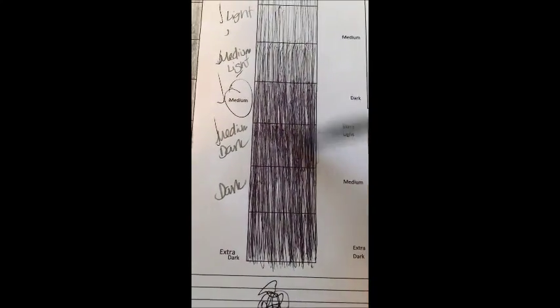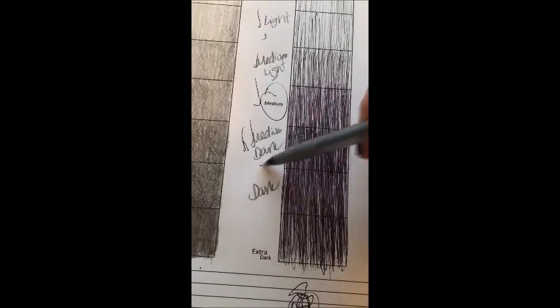Alright, I got my medium, now my medium dark. Notice that I don't change the direction of my lines. This is directional line, go in one direction. Got my medium dark. Now I'm going to try for my dark. I'm filling in all the white spots. That's what's going to help me really create that change that I'm looking for.